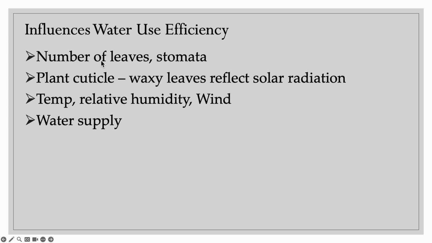Some of the things that are going to influence that are how many leaves there are, and how much each one of those stomata is releasing water back into the atmosphere. How well does the plant insulate against that moisture loss? Can we reflect some of that solar radiation? Those are a few of our climate aspects, and then finally, how much water is being supplied.